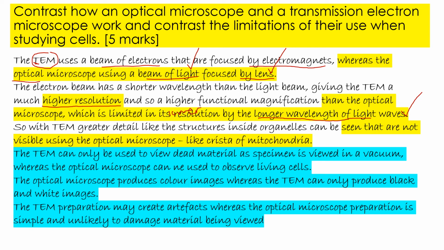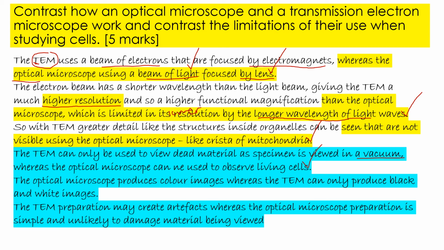So the transmission electron microscopes, greater detail, like the structures inside organelles can be seen. Just to improve that a little bit, that are not seen using the optical microscope, giving an example like the crista of the mitochondria. But that was our original mark point. And then there's some extra material they've not even touched on. Okay, so the transmission electron microscope can only be used to view dead material, as the specimen is viewed in a vacuum, whereas the optical microscope can be used to observe living cells. Now, the detail of vacuum had to be here for this mark point, so it wasn't just dead versus living, you had to explain why.